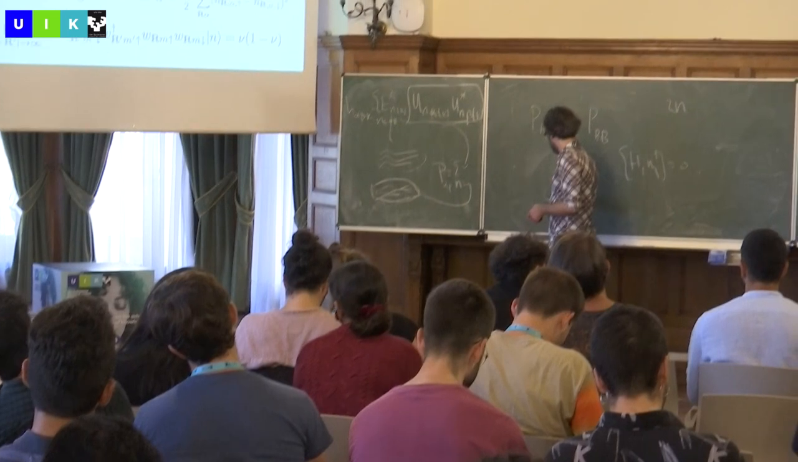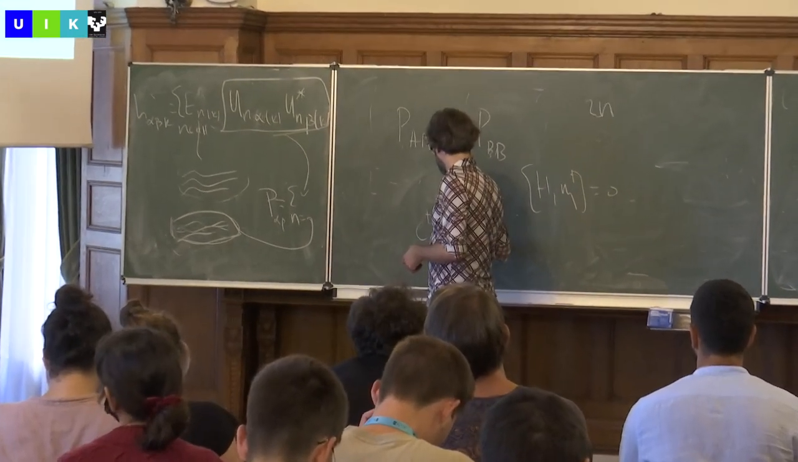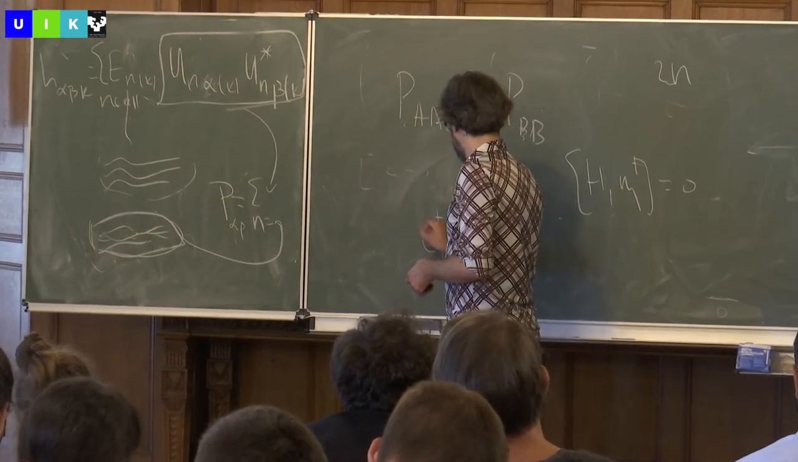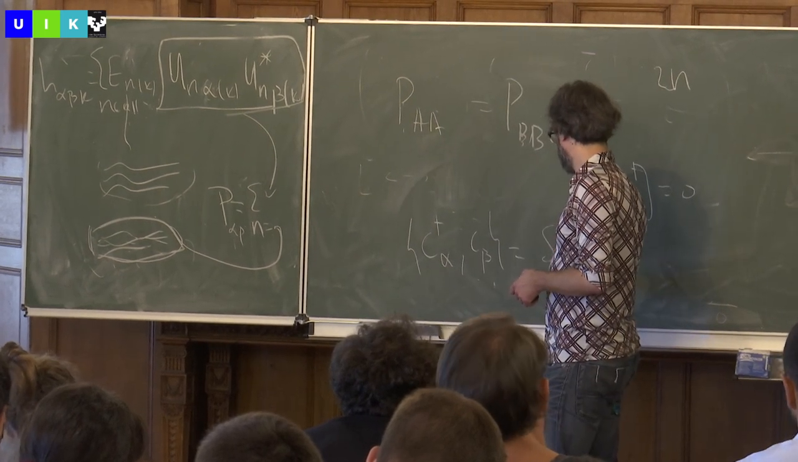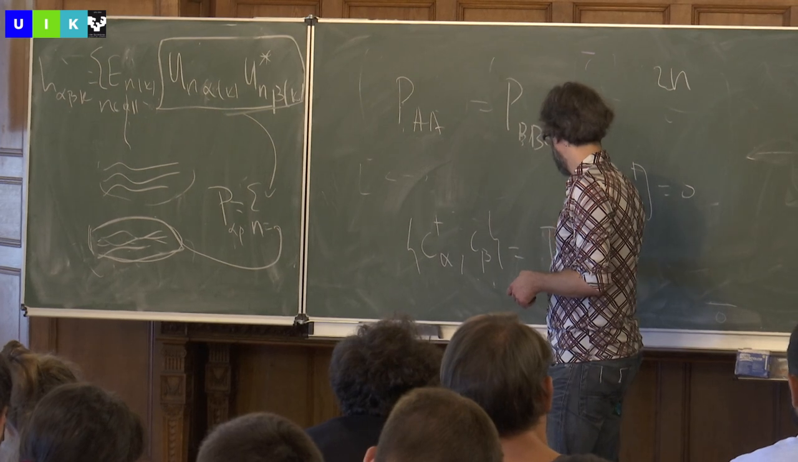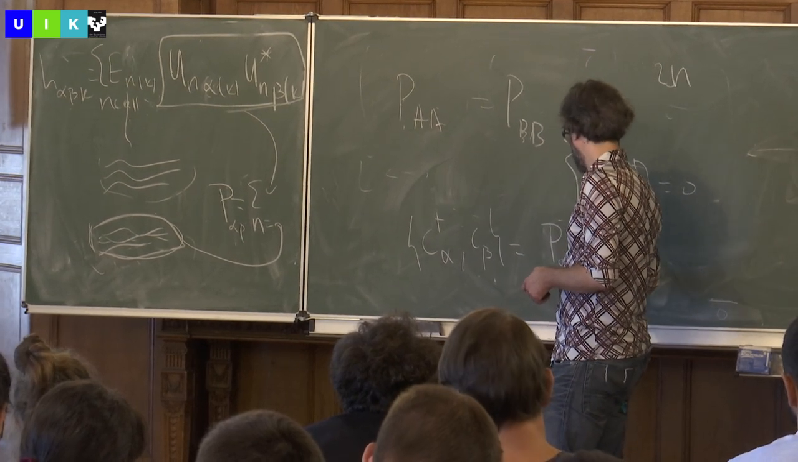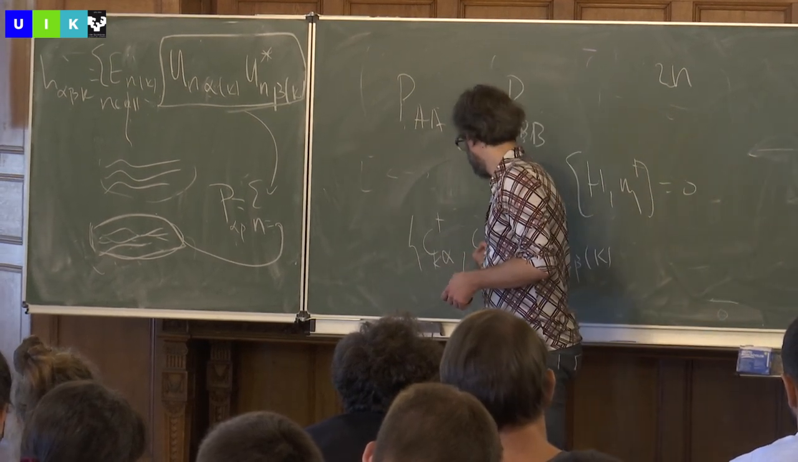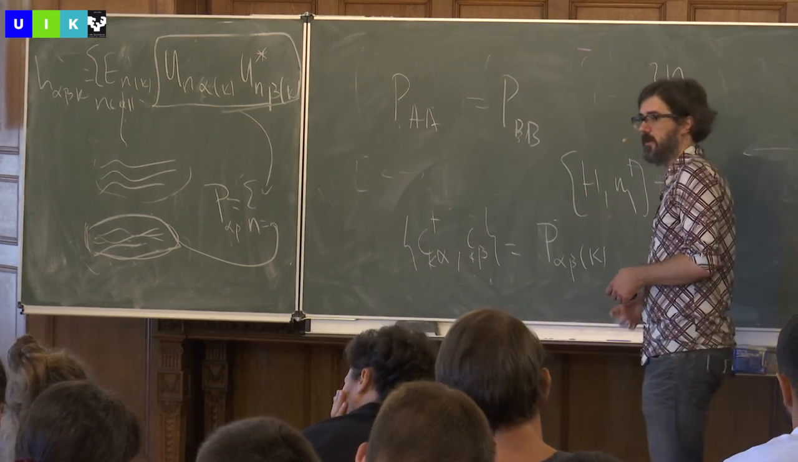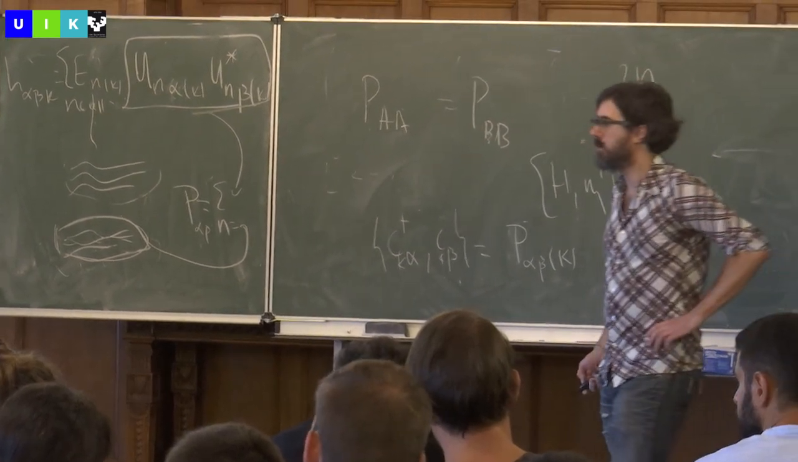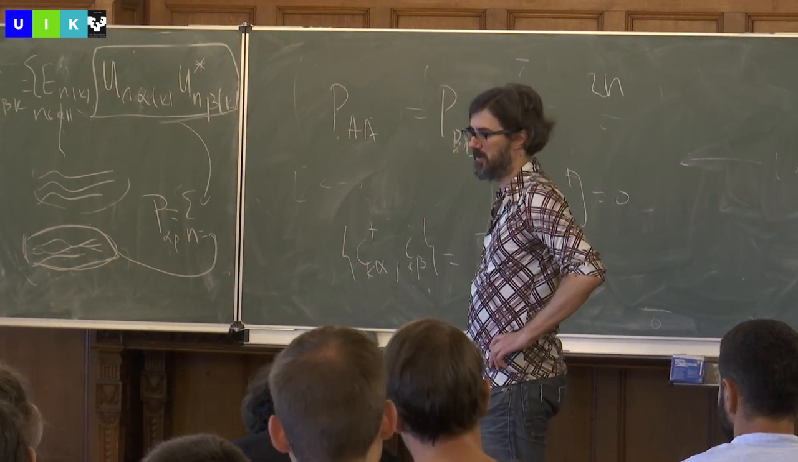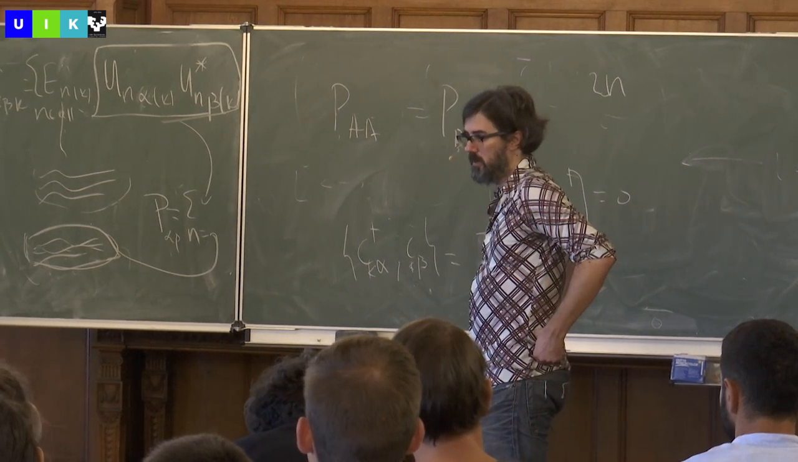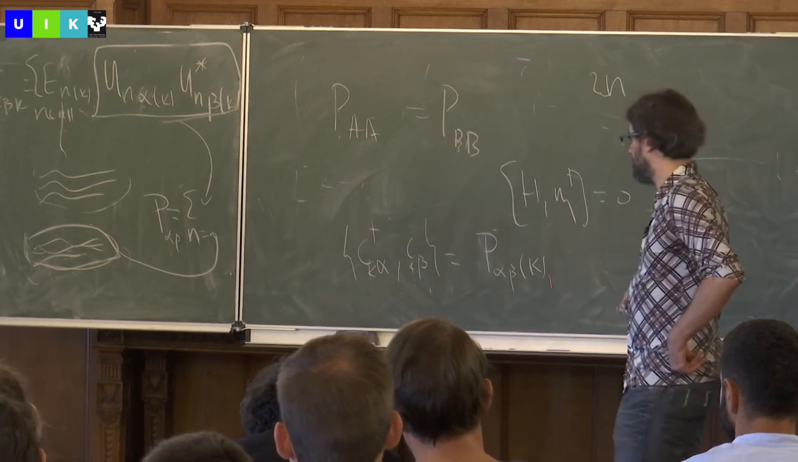So C alpha C beta is equal to P alpha beta at K of K, right? They're not commuting, right? So this is probably what makes things non-trivial. This is the only thing that makes things non-trivial. Yeah. Otherwise, I agree with you, it would be trivial. Yes, this is the only thing that's non-trivial.